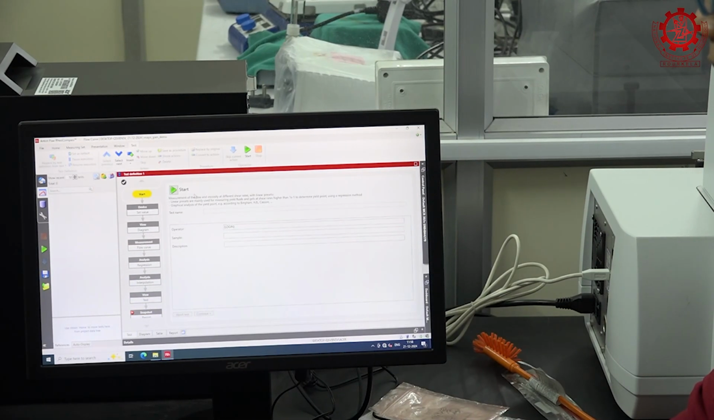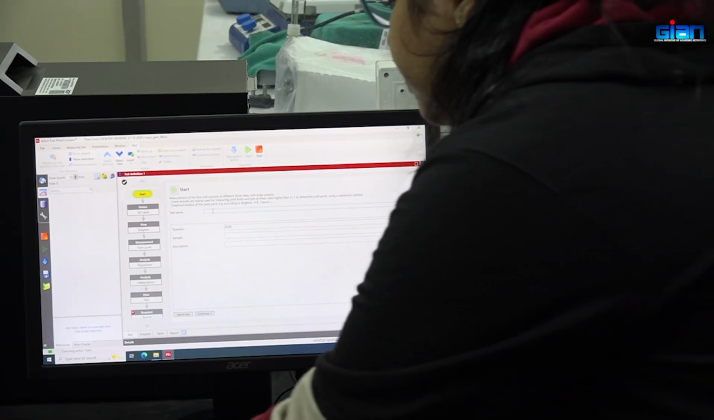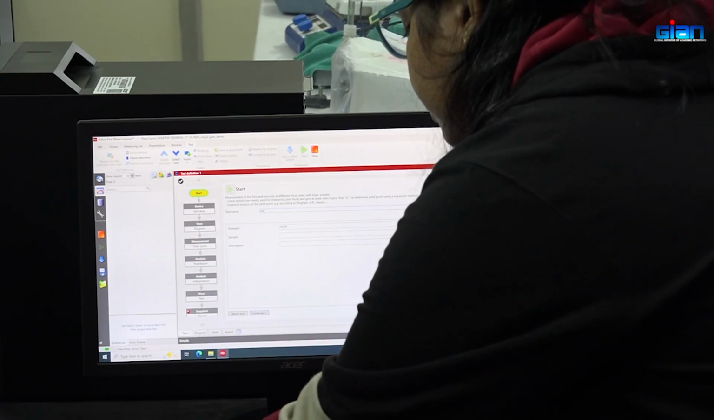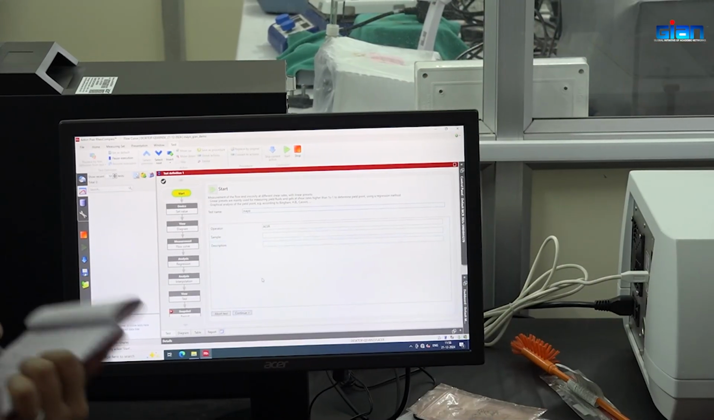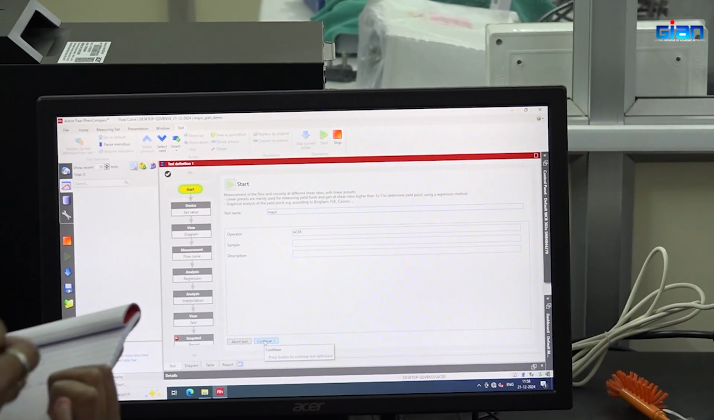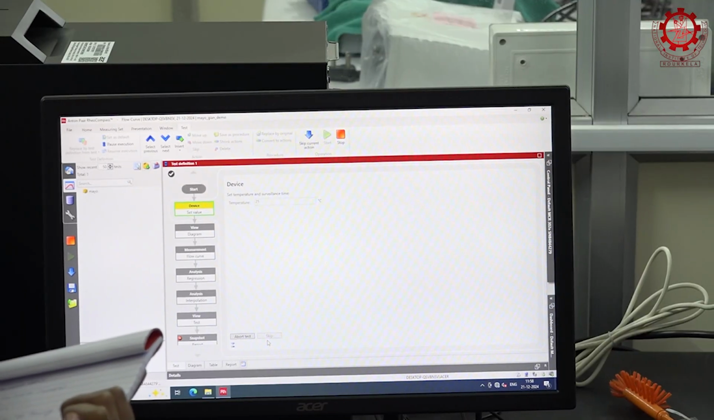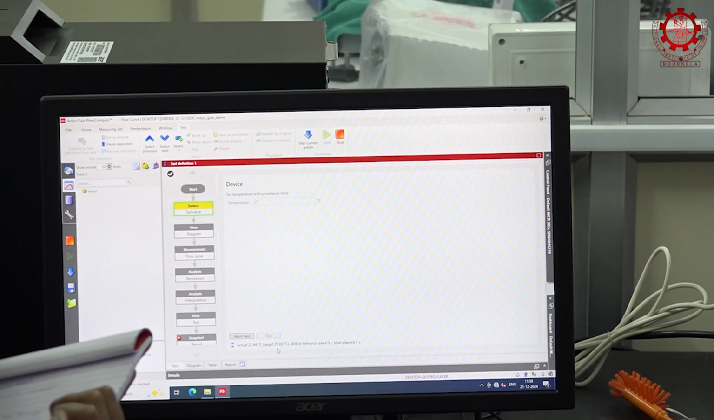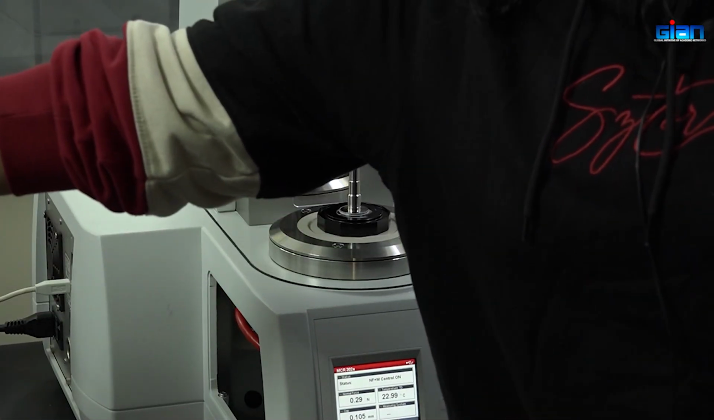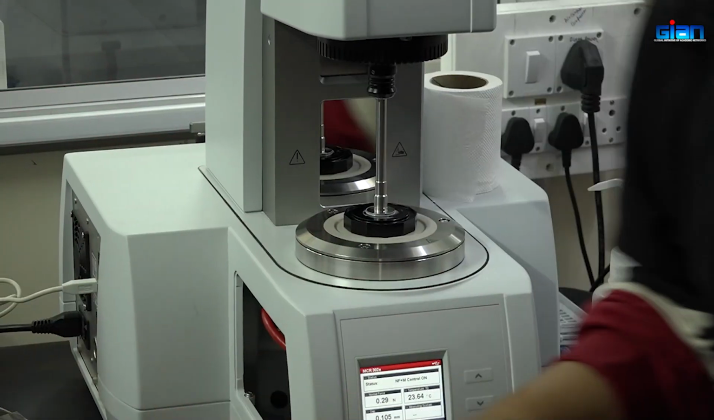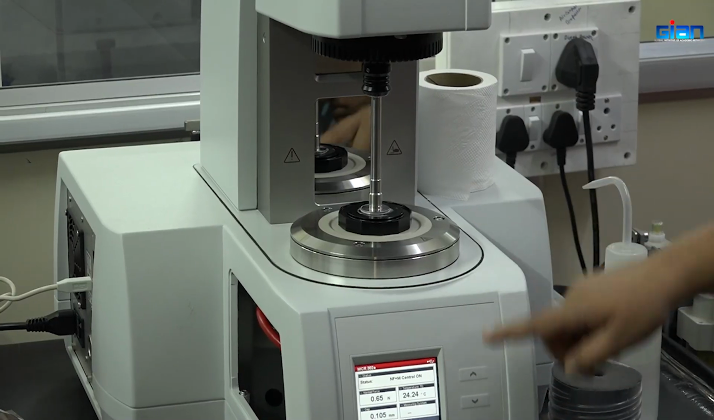So we'll start the test and give the name. I gave the name and we'll continue. Now first see the temperature is 22.44, but we are running the viscosity test at room temperature, 25 degrees. So first it will make sure that the plate reaches 25, then the test will start.